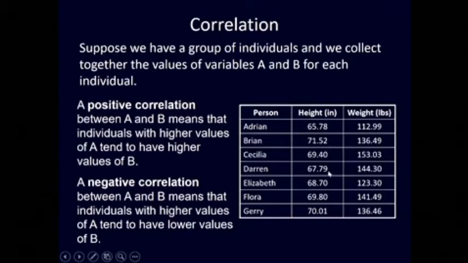Now, you might find something like this: that people who have higher values of the one variable also tend, on average, to have higher values of the other variable. So people who are taller also have a higher weight. Then you'd have discovered a positive correlation between the two variables. A negative correlation would be the other way around. It would be when a higher value of one variable goes with, on average, a lower value of the other variable.